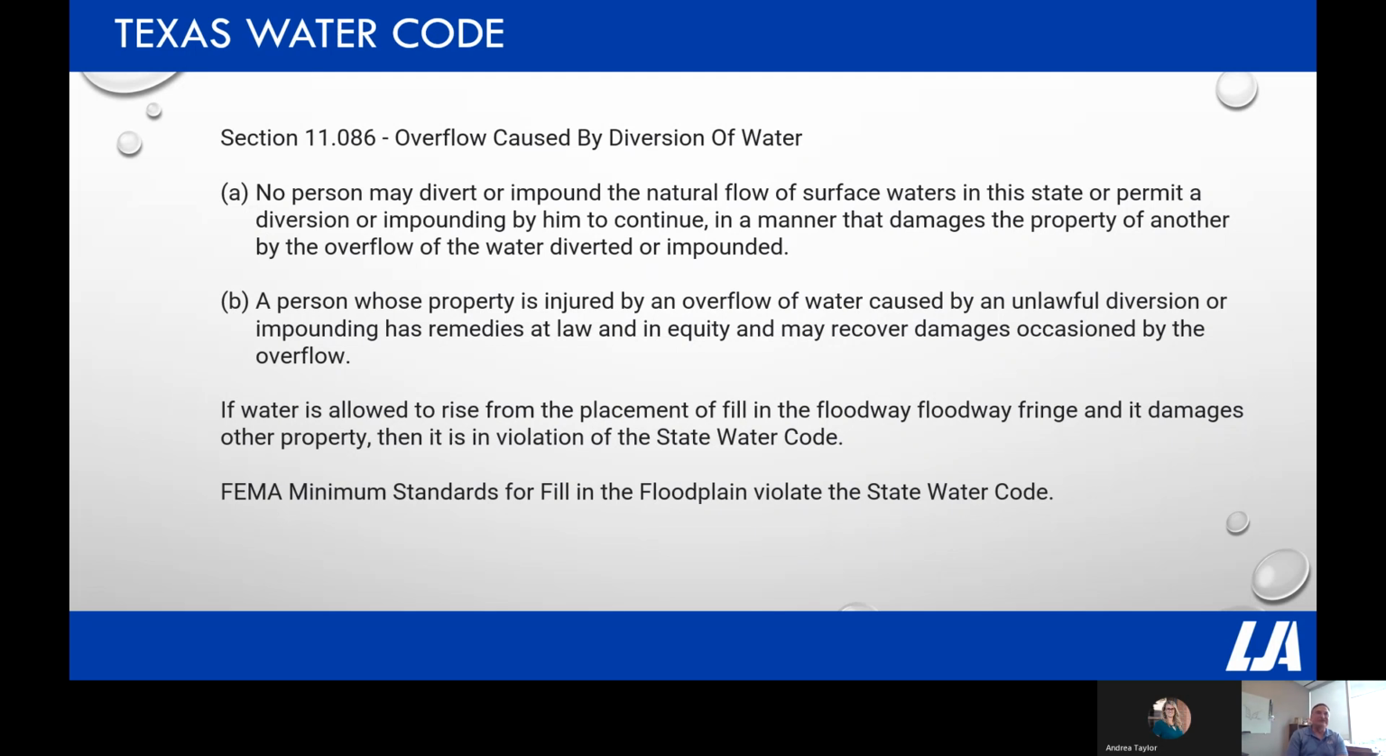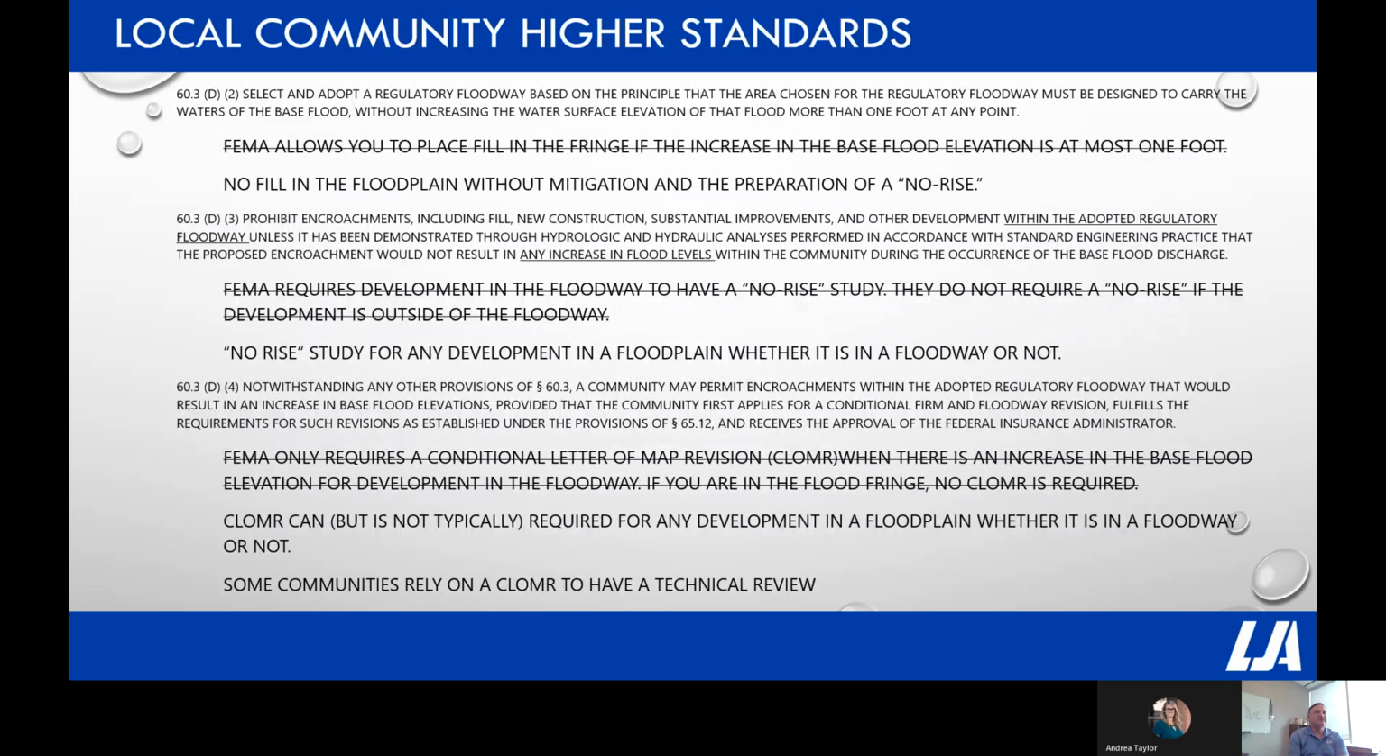So most communities have not just adopted the minimum standard. Looking at higher standards, thankfully for most areas, the standard of practice is that no fill is allowed in the floodplain unless you do compensatory mitigation. If I put fill in the floodplain, I need to take fill out. And for any area within the floodplain, not just the floodway, most communities require the preparation of a no-rise certification.